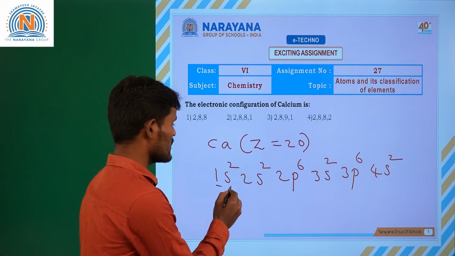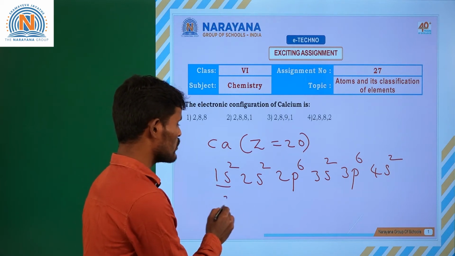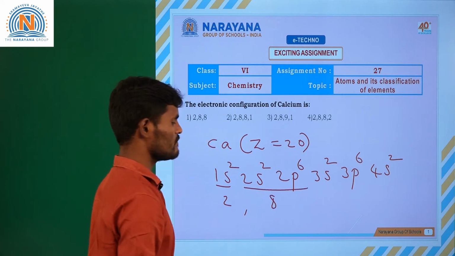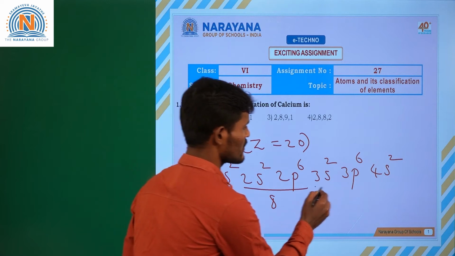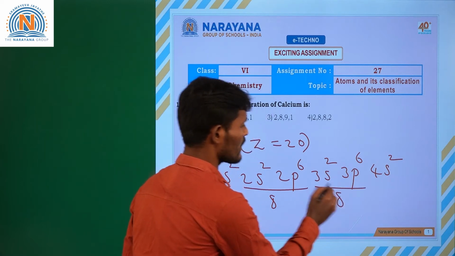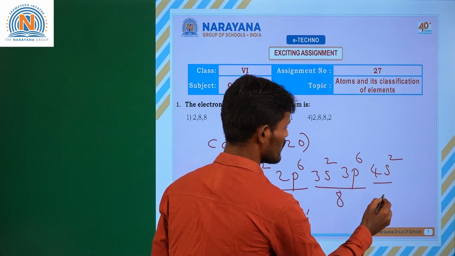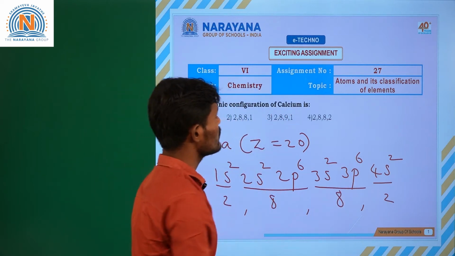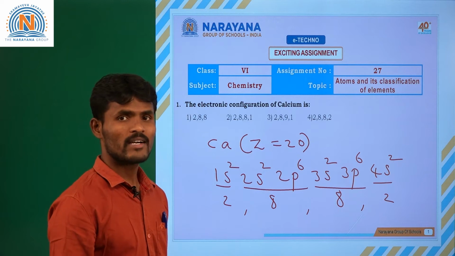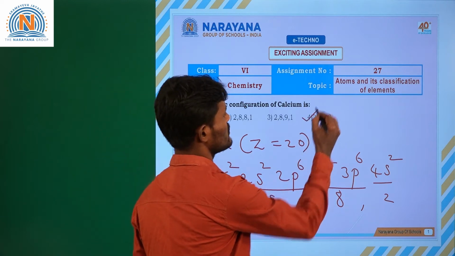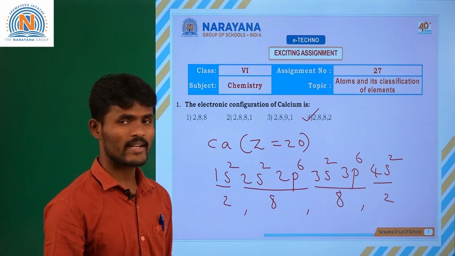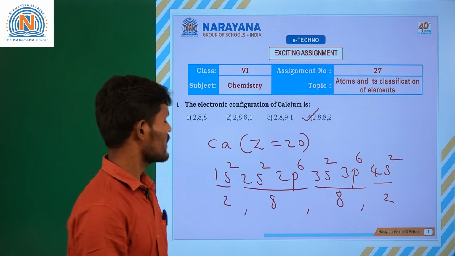See here, in the first shell 2 electrons, in the second shell 8 electrons, in the third shell also 8 electrons, and in the fourth shell 2 electrons: 2, 8, 8, 2. So what is the answer here? Fourth option, 2, 8, 8, 2 is the electronic configuration of calcium. Next, second question.